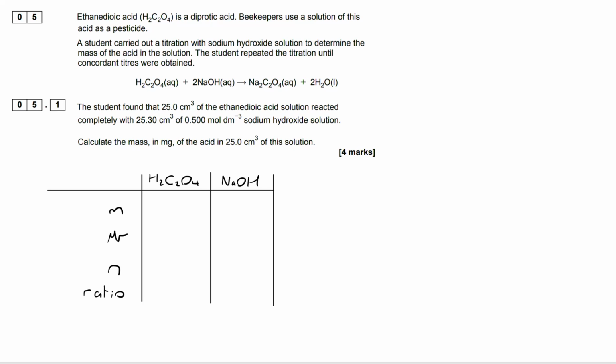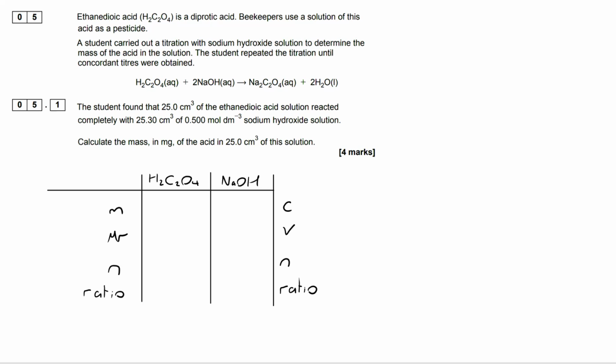Question 5 starts off with a reacting masses calculation and titration calculation combined. So I've already drawn the table up. For the table, I know that I am dealing with mass, molecular mass, number of moles, and ratio of the ethane dioic acid. But I'm also going to be looking at the concentration, volume, moles, and mole ratio of NaOH. So I'm going to put those both into my table so that I can then start to put the data in that I have and that I need.